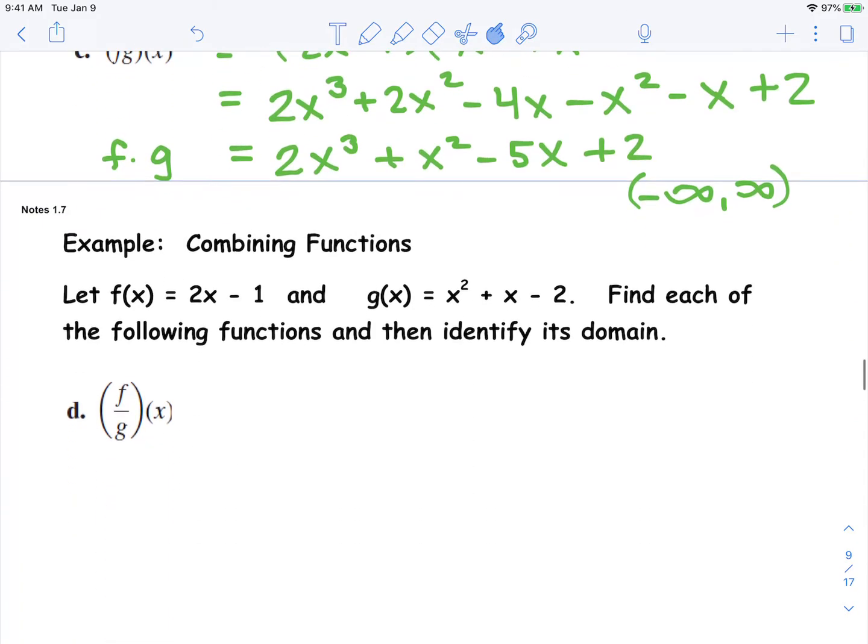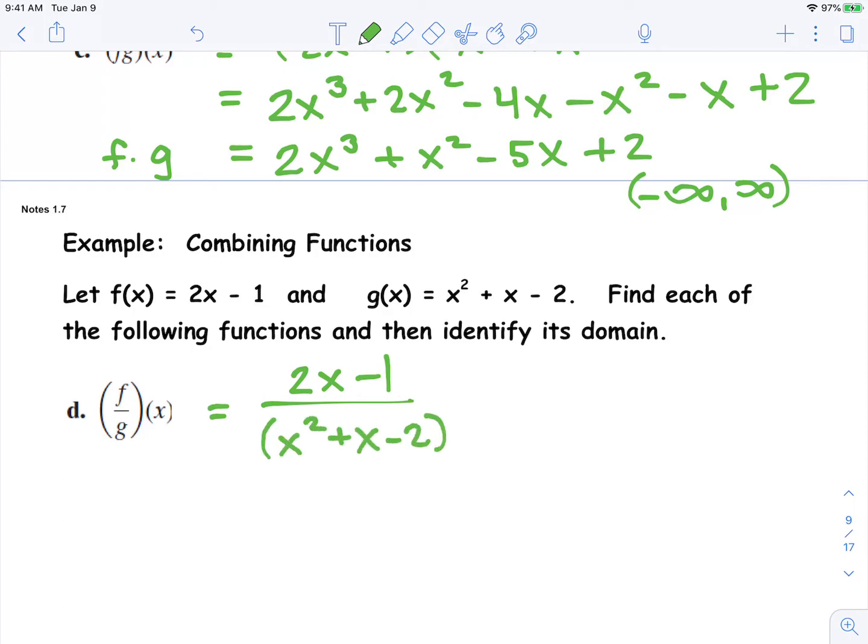Continuing on with part D, we're going to divide the two functions. So we're going to take f and divide it by g. We do need to factor that denominator. So we say, what are the factors of negative 2 that add to positive 1? So here it is in factored form.